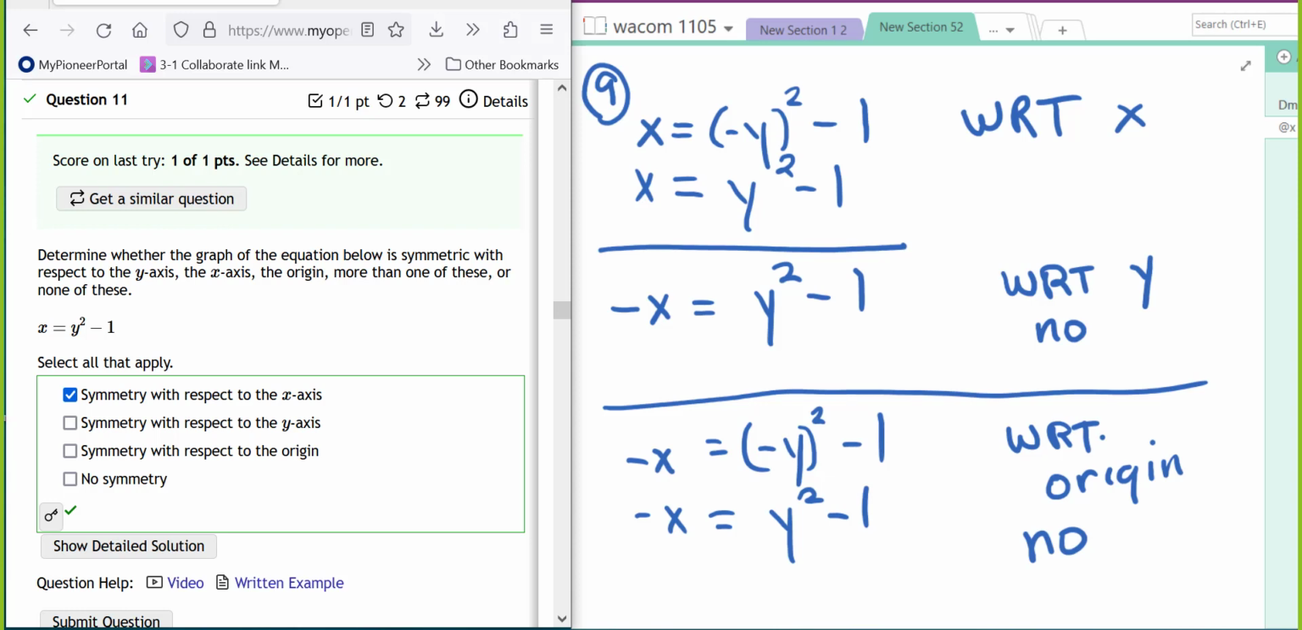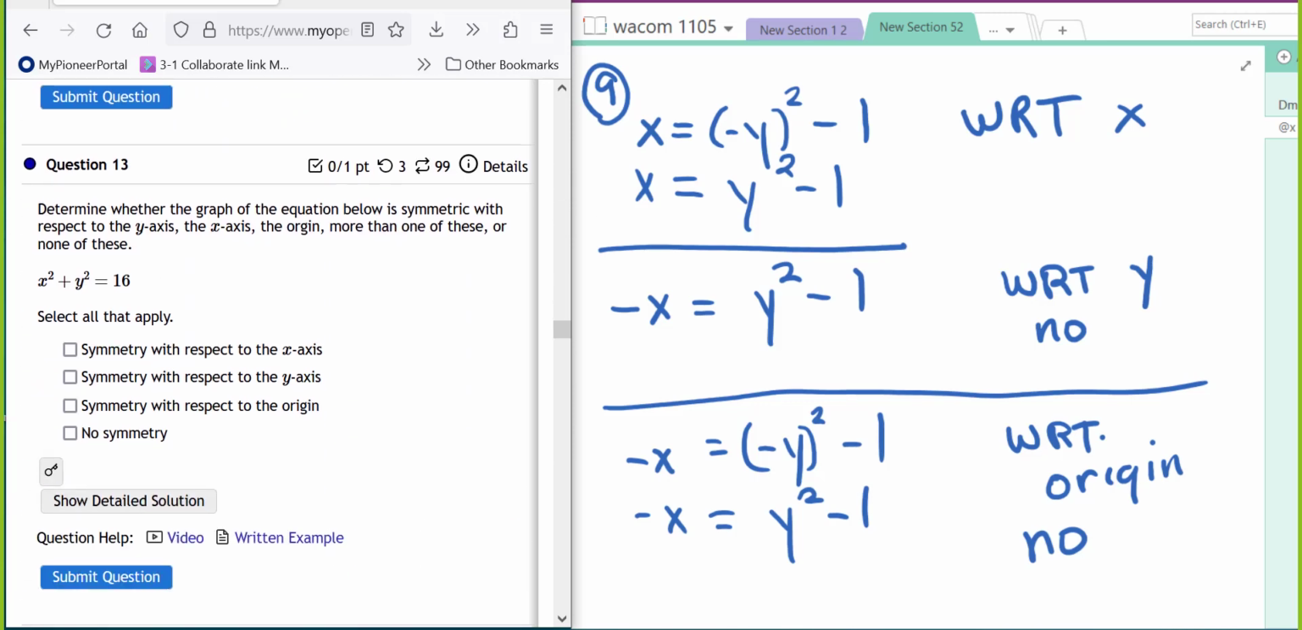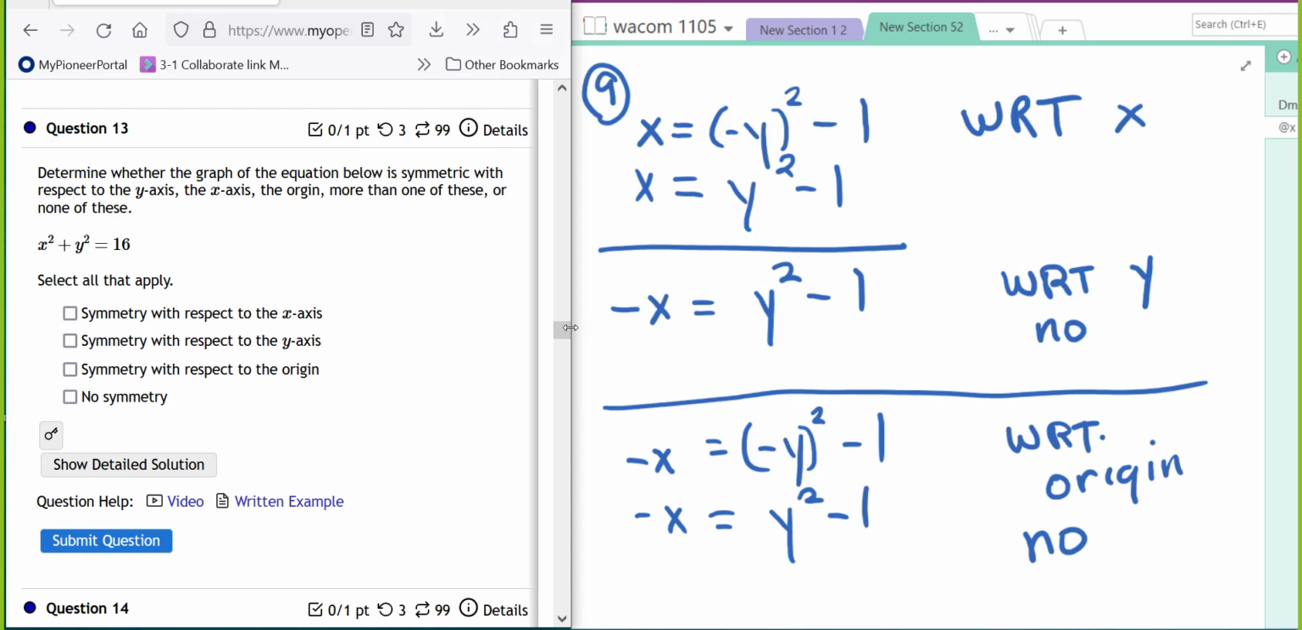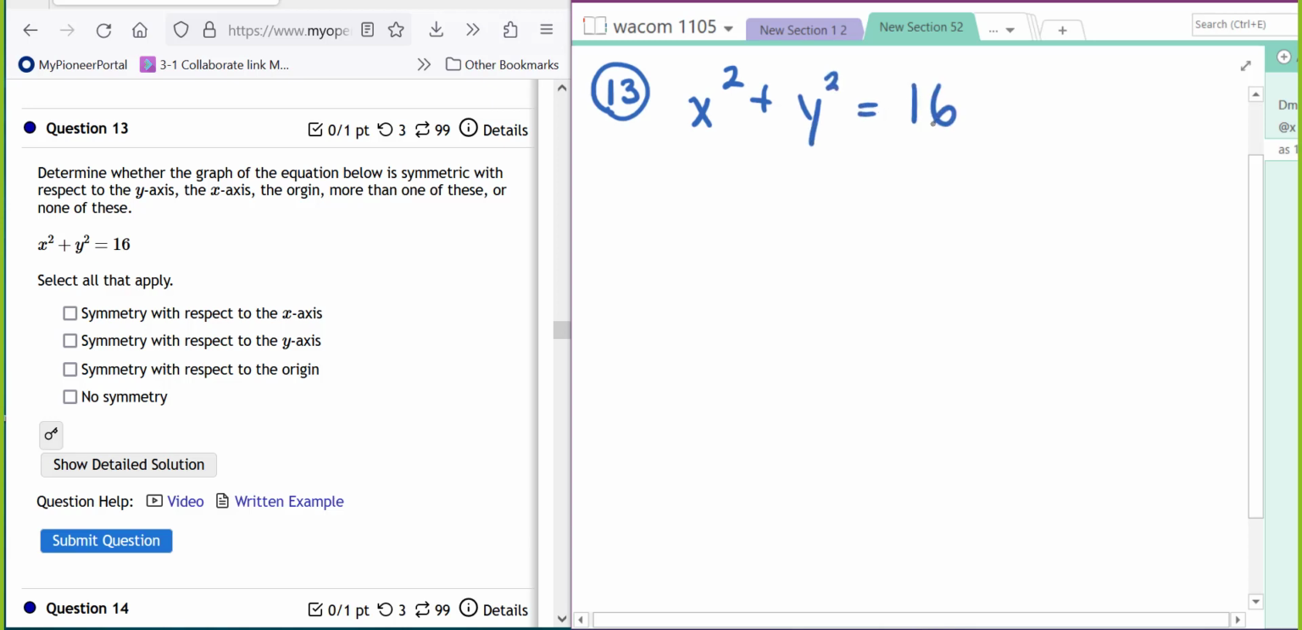Then I picked 13. And this one, we're going to work on these graphs later, even though they're not functions. But it's a circle. So you might think about the picture of a circle. But right now we're just looking at symmetry.